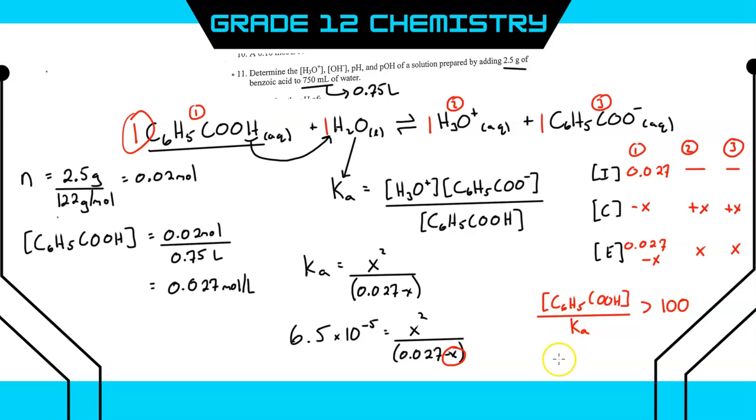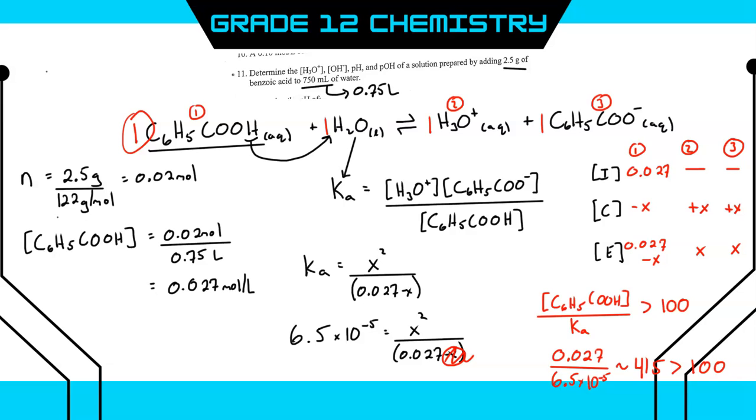And you can see here, we have 0.027 divided by 6.5 times 10 to the minus 5. And we get about 415, which is clearly bigger than 100. So it's okay if we cross that out. Now, if that ratio was less than 100, you can't cross that out. You're going to have to do the ugly math there.